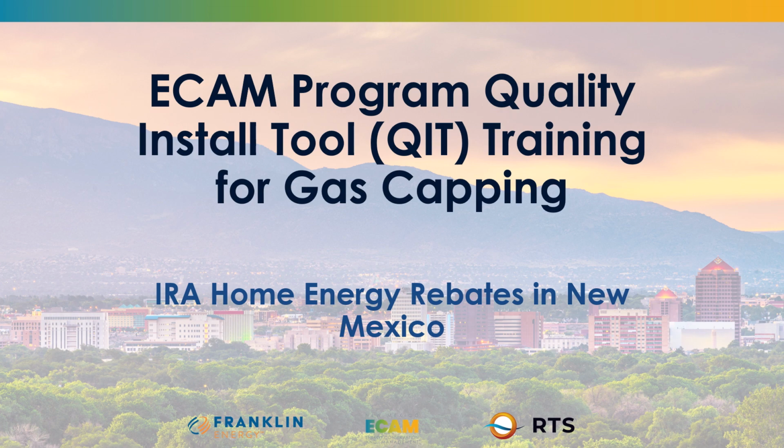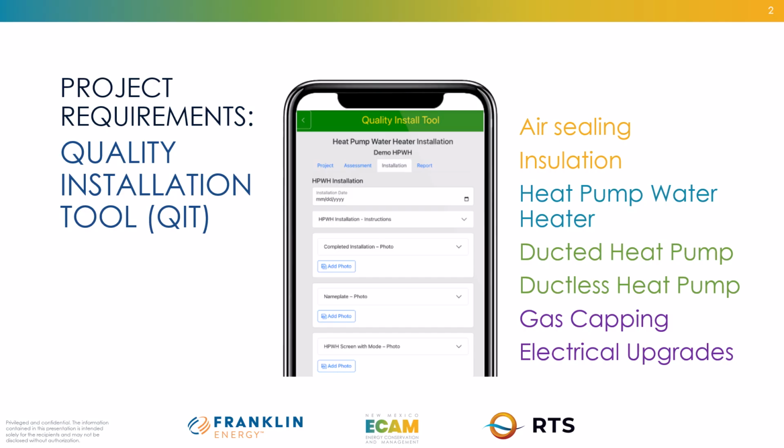This is a short webinar that will cover detailed instructions for using DOE's Quality Install tool, or QIT, for completing gas capping. Several qualifying improvements will require the use of the PNNL Quality Install tool, one of which is gas capping, $200 allowance per dwelling. All qualifying appliances must be Energy Star.